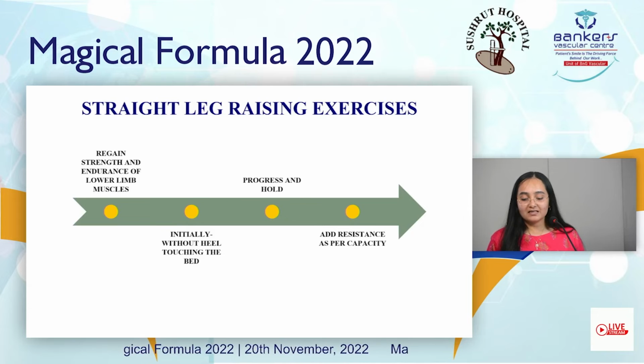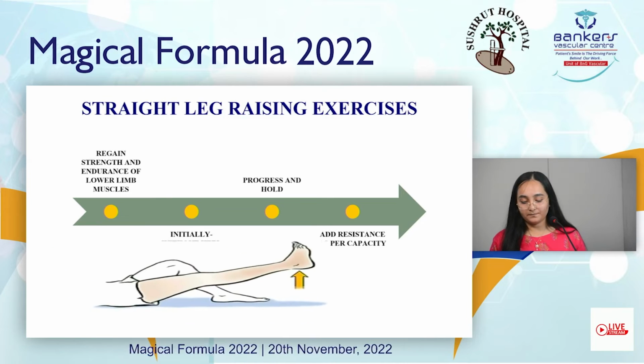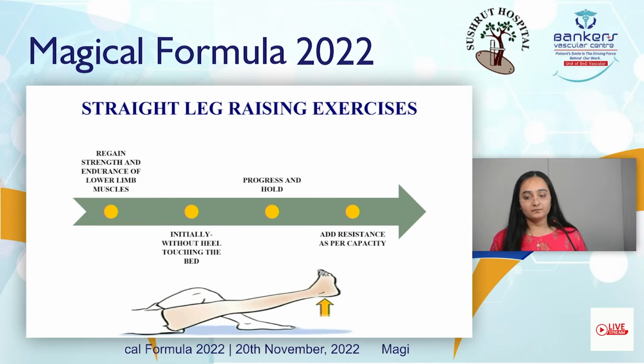Other exercises are straight leg raising exercises. We call it SLR. It helps in regaining the strength and endurance of the lower limb muscles. Initially without the heel touching the bed, progress, hold and add resistance as per the capacity. As you can see, we have to do these exercises in supine lying position.